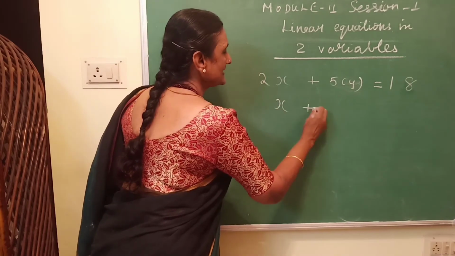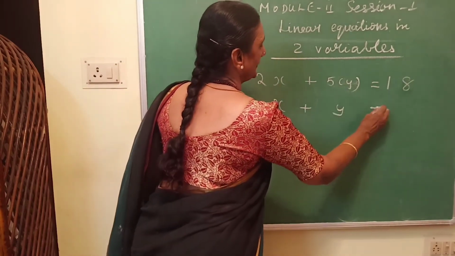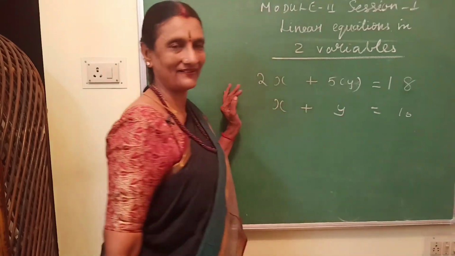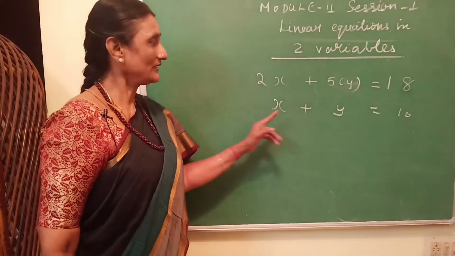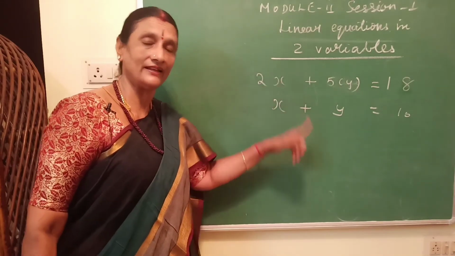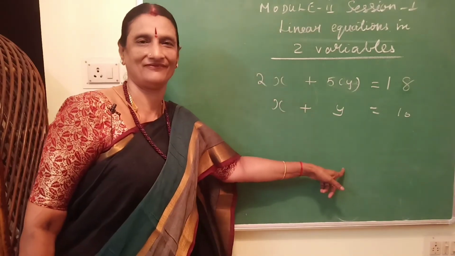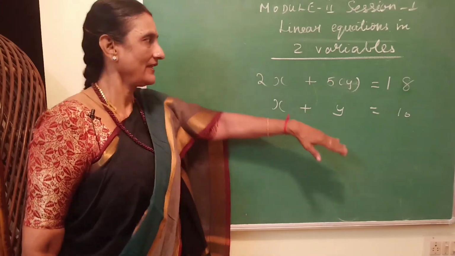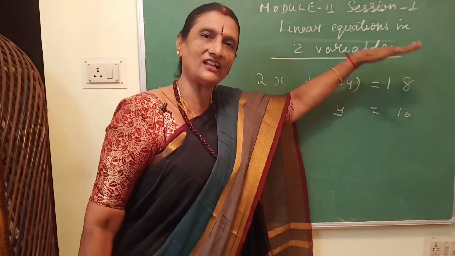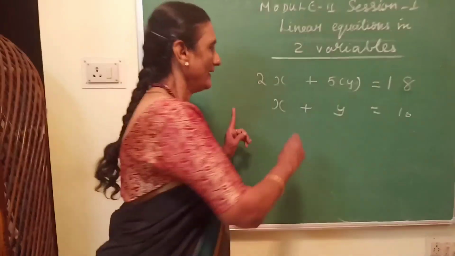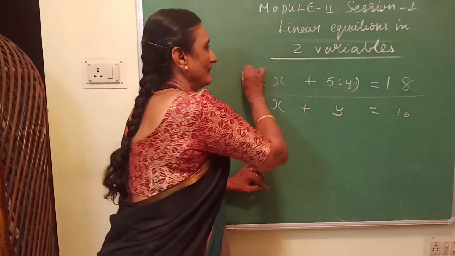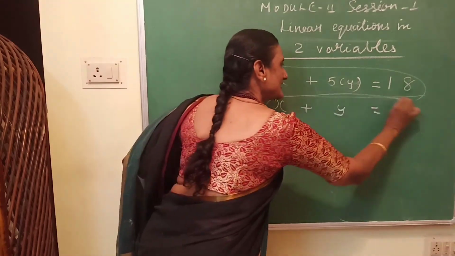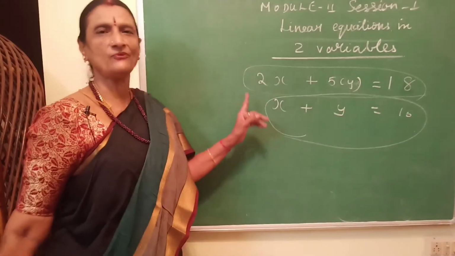Now, I am going to write another equation. X plus Y is equal to some 10. I have written like this. So this is a different linear equation by itself. Isn't it? This is a different equation by itself. So you consider both the equations separately. This equation has got infinite solutions. This equation has infinite solutions.